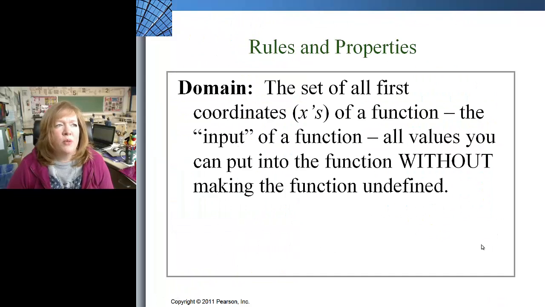Moving on. Domain. Oh, yes. I know you're saying, oh, yes, I was waiting for more domain problems. The domain is the set of all first coordinates. It's all the x's of your function. It's what you can put into a function. You cannot put a value into a function that makes it undefined. So this is all the values you can put in the function without making the function undefined.